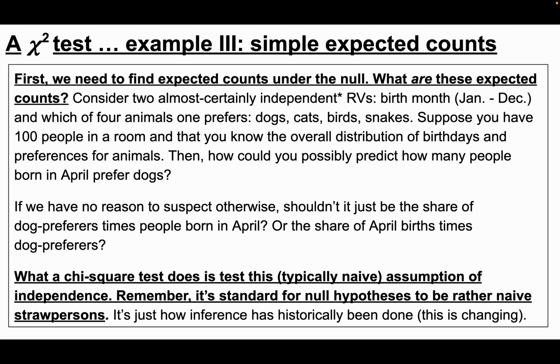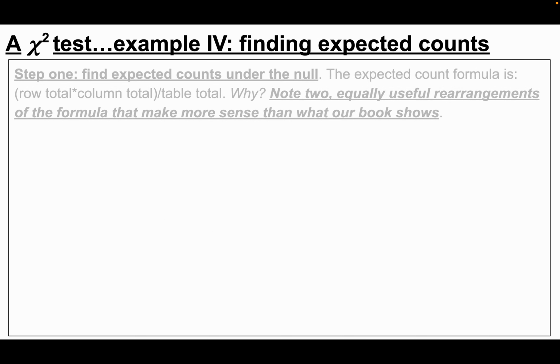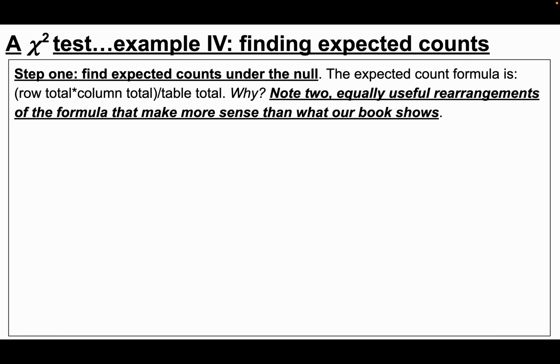So what a chi-square test does is it takes that naive assumption of independence embodied in the expected counts, and then it tests this. So let's see how that would apply in our specific example, which might seem a little more complicated. Note that the official formula is row total times column total over table total. There are a couple of rearrangements of that, though, that make more sense than what our book shows.